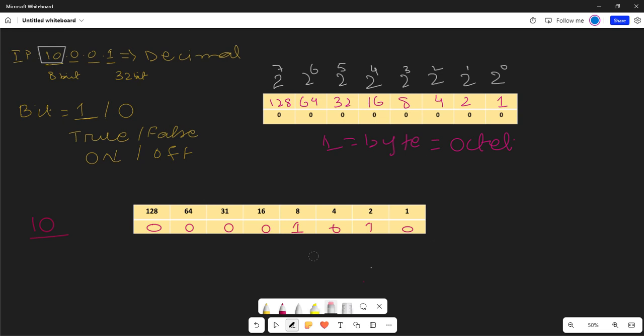Now I will count and I will add those bits which are on. So 8 plus 2 is equal to 10. 8 plus 2 equals 10. And this is how we got the first representation, the decimal representation of our IP address. Now let's go to the second number, which is 0.